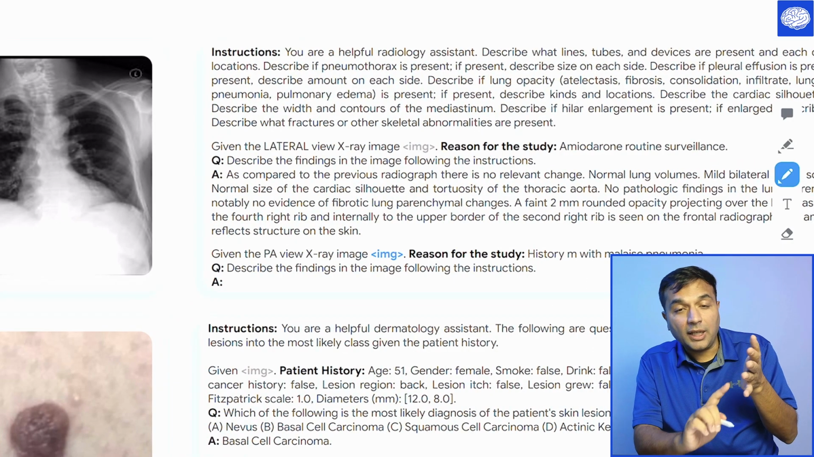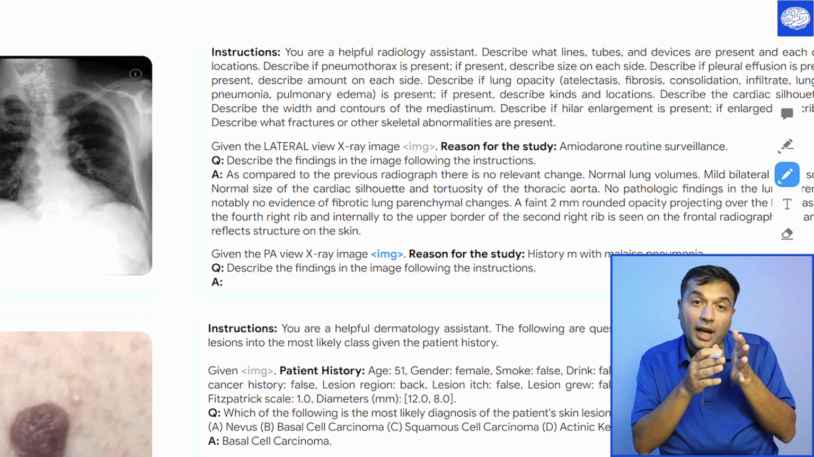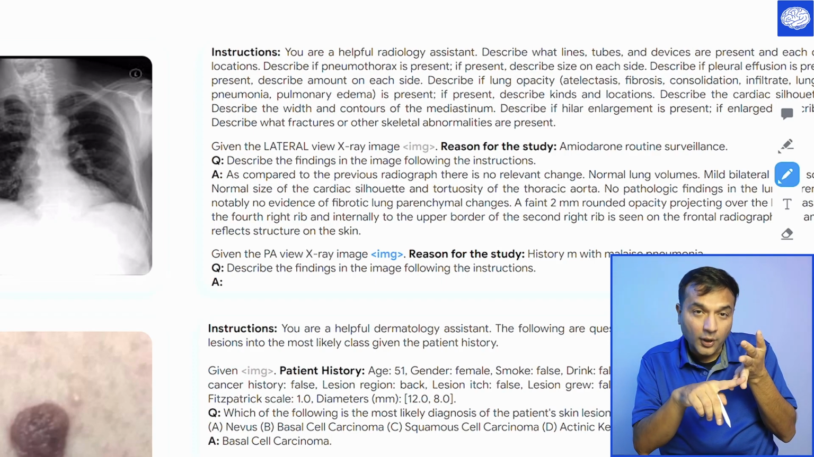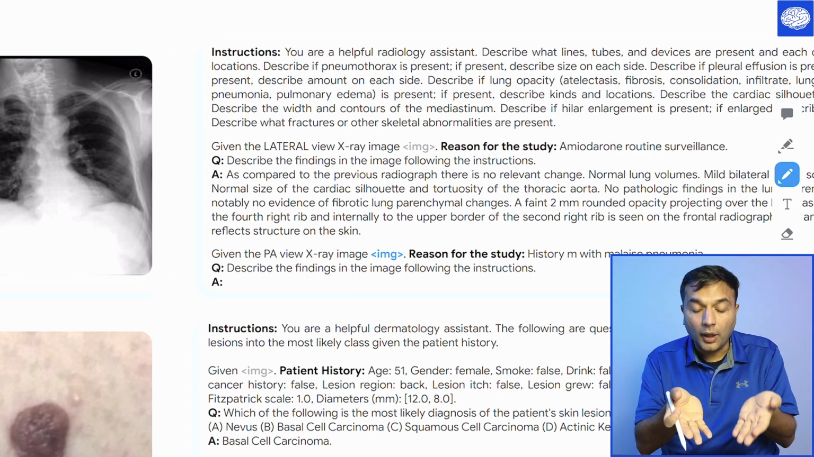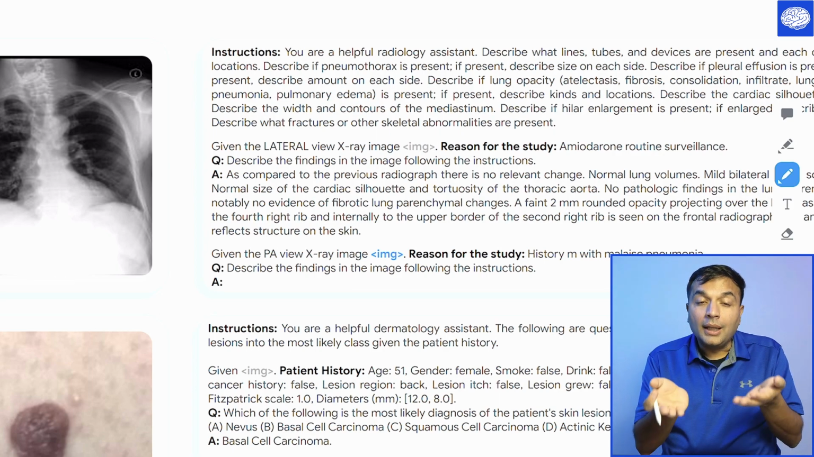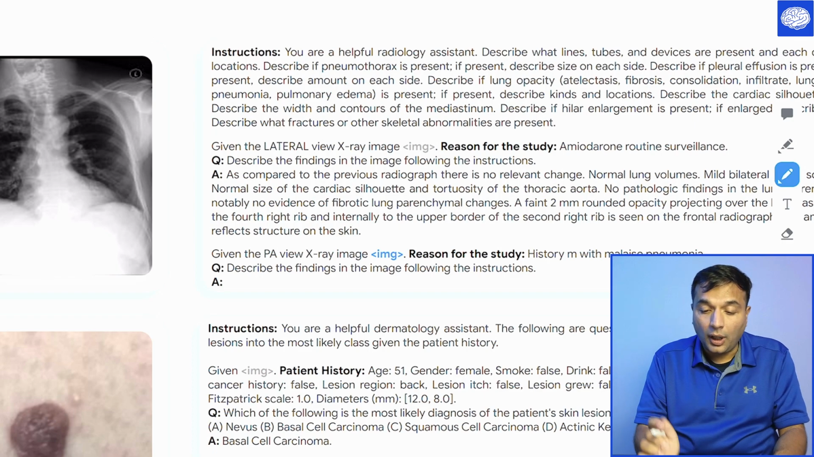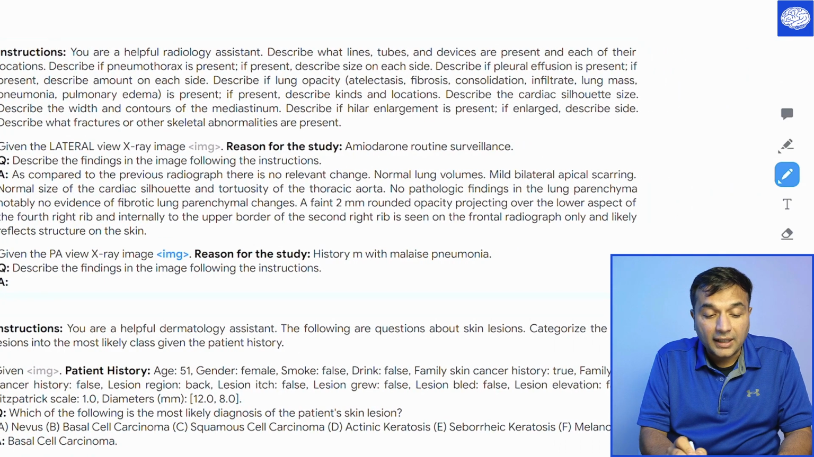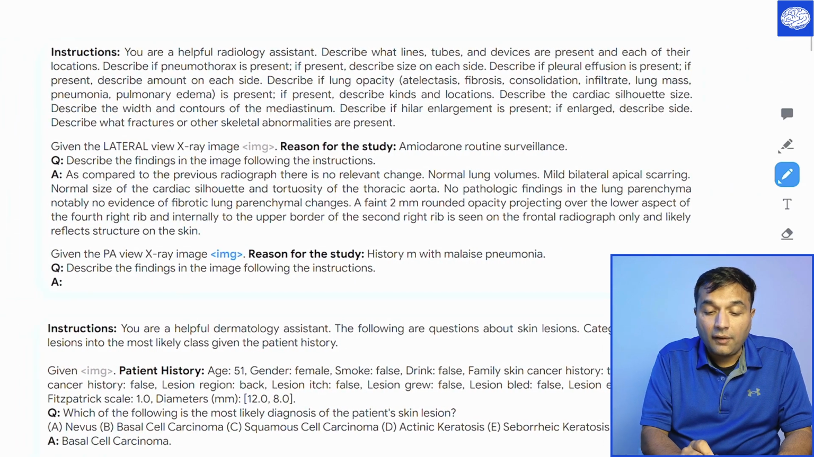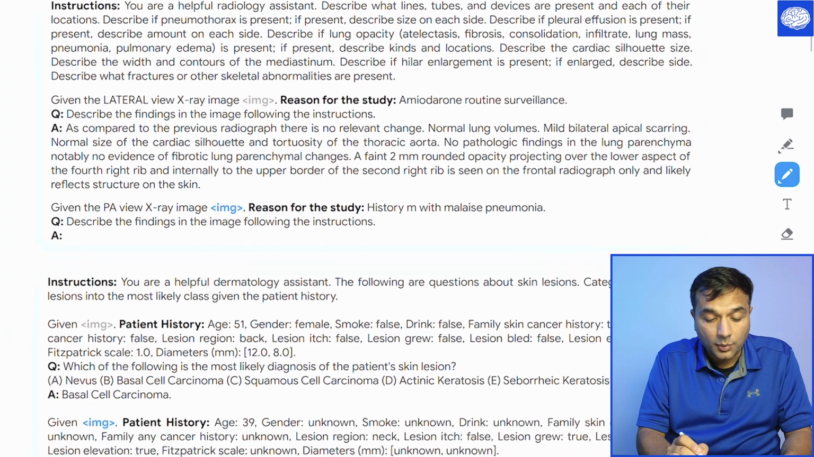So not only was it able to see that this is a particular kind of chest x-ray, a lateral view, it was able to compare with a previous study and then give you, in a written report, the possible relationship or disease or pathology, again with a comparison. No pathological findings in lung parenchyma noted, etc. A faint 2 mm round opacity projection was seen.